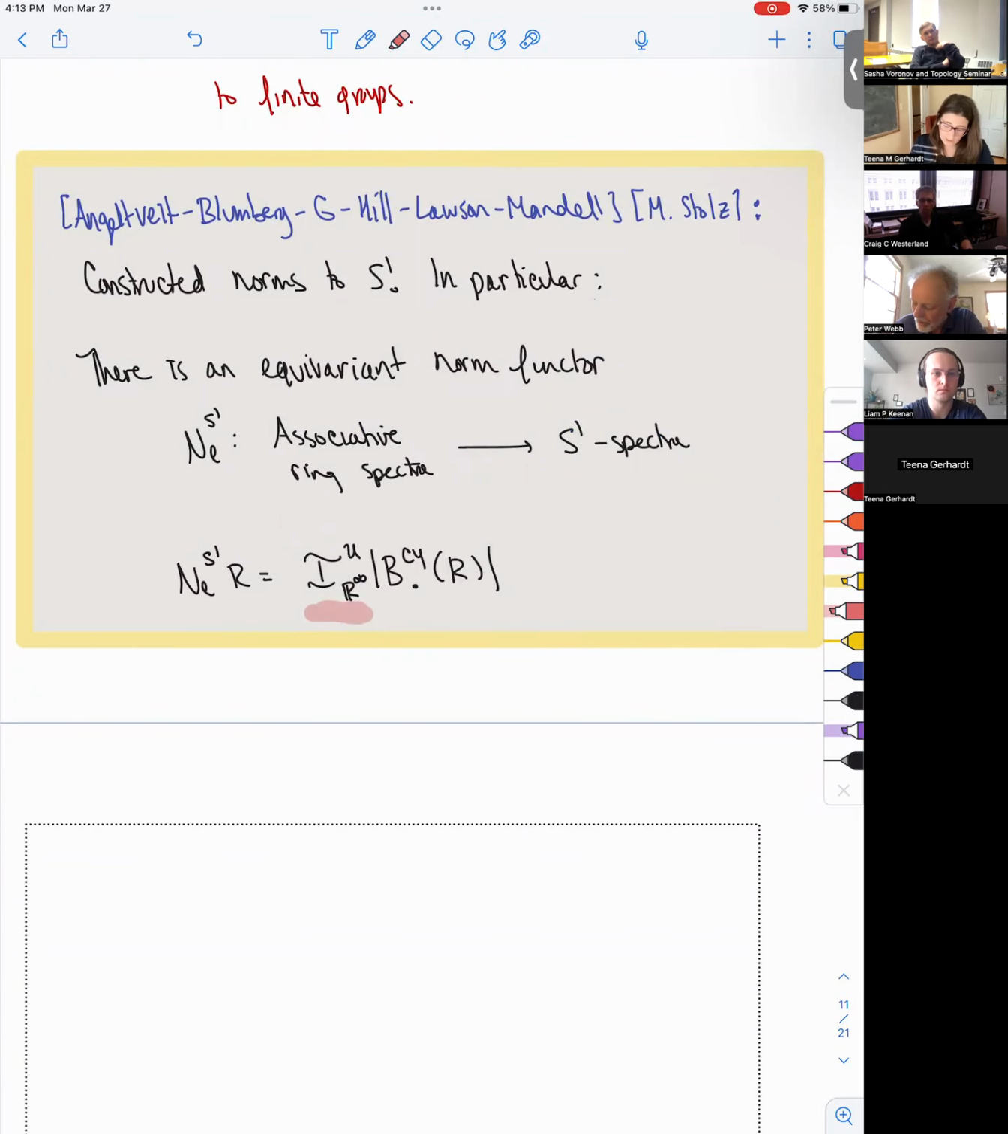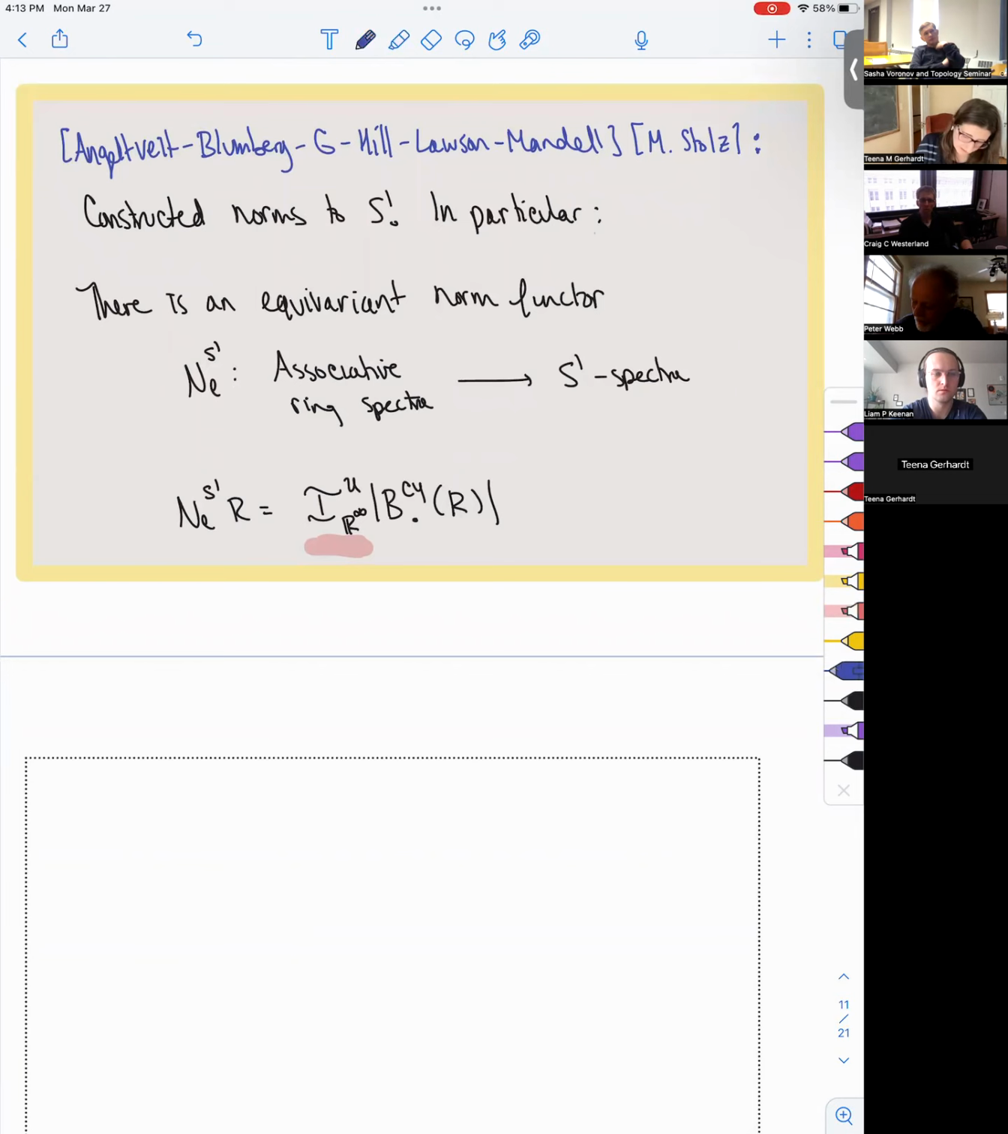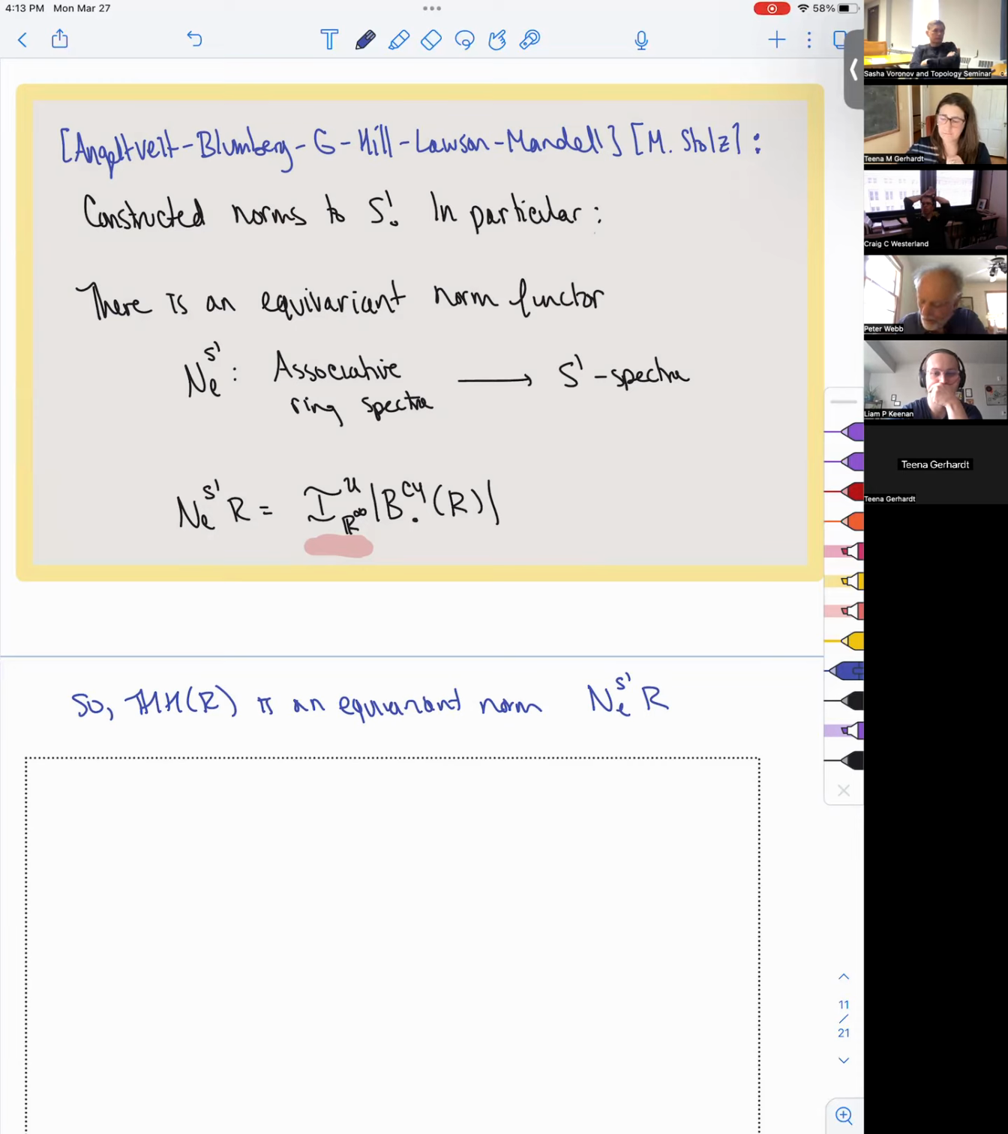So what does this say? One way of thinking about what this says is that topological Hochschild homology is an equivariant norm, right? It was defined as the cyclic bar construction, which this work says we should really think of as the norm from the trivial group to the circle. And in this work, we also look at norms from cyclic subgroups of S1 to S1 as well, but I'm going to focus just on this trivial group story right now.